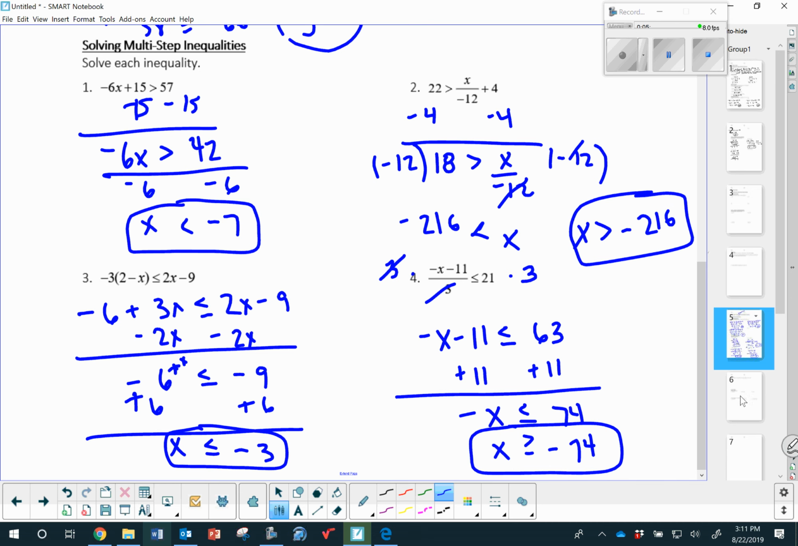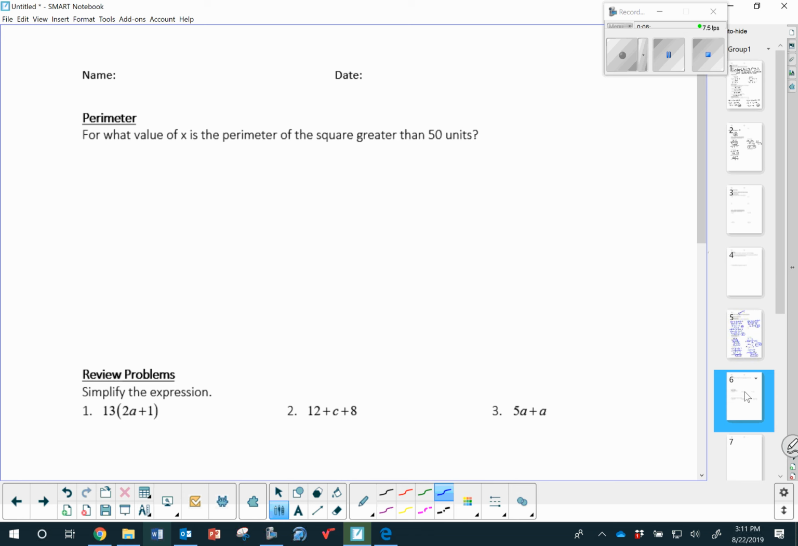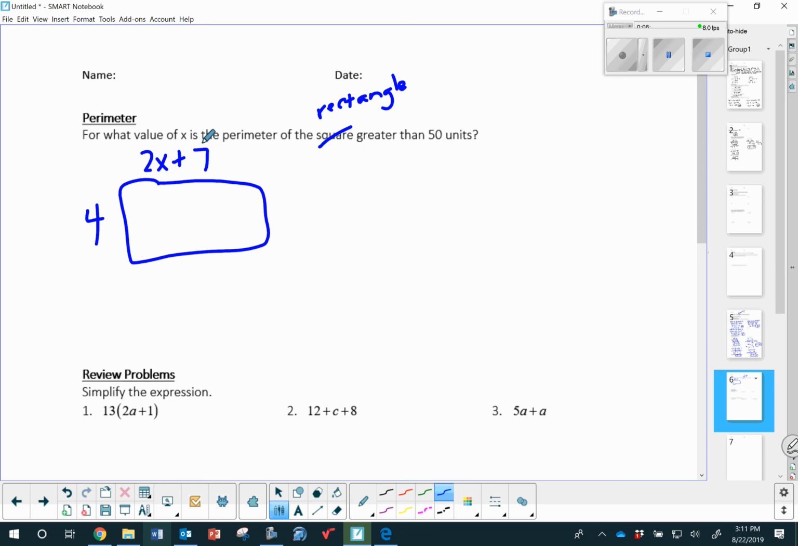All right, moving right along to the back page. It says, for what value of x is the perimeter of the square greater than 50 units? And again, this should say rectangle. So I'm going to draw a rectangle. This is 4. This is 2x plus 7. So I needed to give you that.